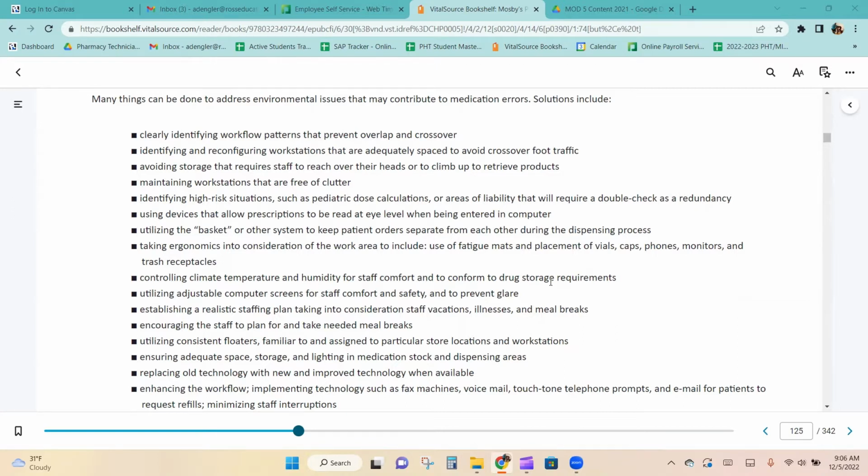So again, workflow. And one thing I forgot to mention when I was talking about it previously is that you should not be stuck at the same place all day long. So even if you start out at the drive-thru, that's your spot. Most pharmacies will switch every 2 hours. At least that's how it went at most places that I've worked.